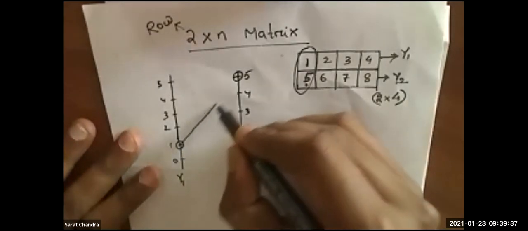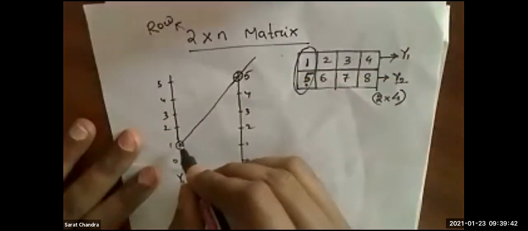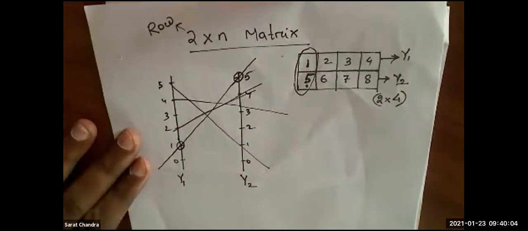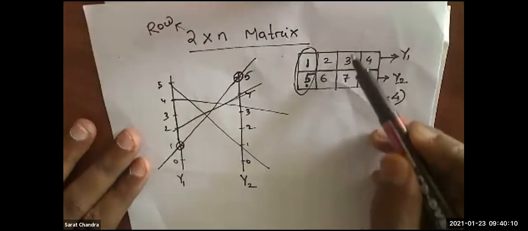So we got 2 points, then using a scale we have to plot a line. Similarly, we have to take all the points and plot all the corresponding lines. Like this, some lines will come. How many lines? 1, 2, 3, 4, 4 lines will come.